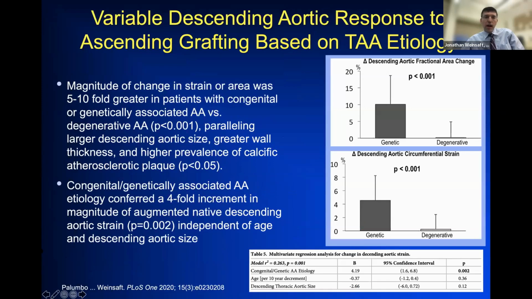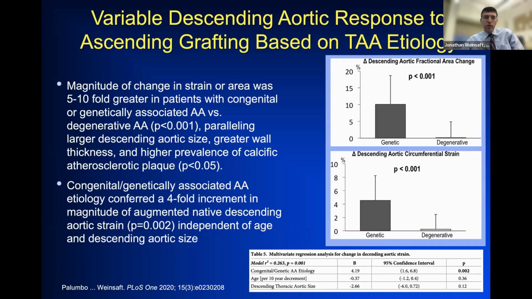What's interesting as well is that, consistent with our transesophageal data I showed to you earlier, that magnitude of that change of strain or area was far greater in patients with genetically associated, meaning Marfan syndrome or congenital, thoracic aortic aneurysms, as compared to degenerative aortic aneurysms. And that those differences may have stemmed from variability in terms of aortic geometry.